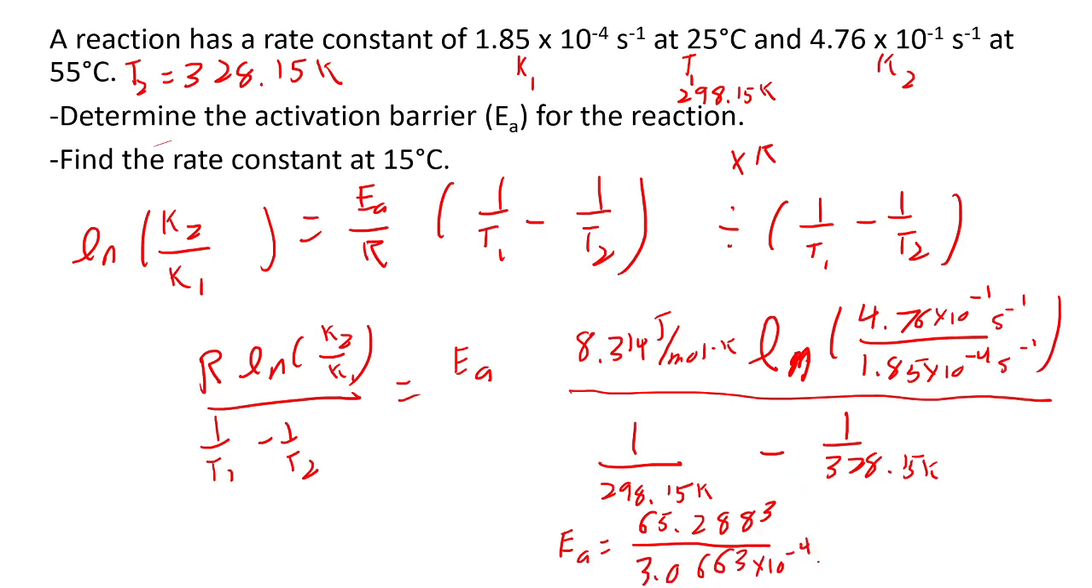And this is in Kelvin, and this is in joules per mole Kelvin. And sorry, this is in inverse Kelvin, K^-1. So those Kelvins end up canceling, and so we'll be left with joules per mole at the end. So we have 65.2883 divided by that number at the bottom. And for this, I got, let's see, it looks like I'm going to have about 3 significant figures: 213,000 joules per mole, or 213 kilojoules per mole.